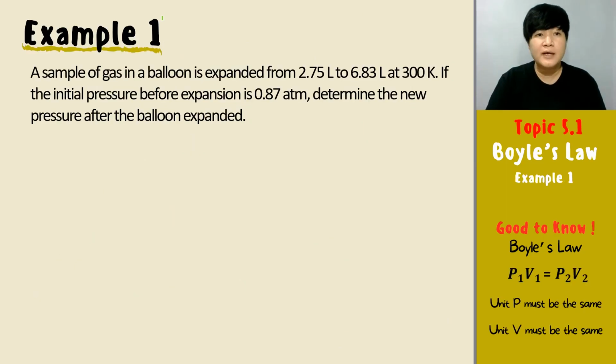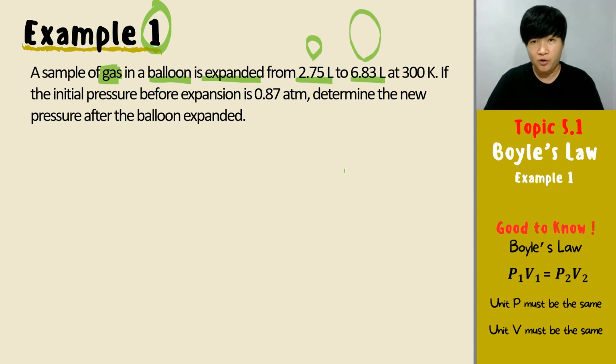Okay? So let's try the first example. A sample of a gas in a balloon is expanded from 2.75 liters to 6.83 liters, which means the volume of the balloon right now becomes bigger. Okay? At 300 Kelvin. If the initial pressure before the expansion is 0.87 atm, be careful with the unit. That means we need the new pressure after the balloon expanded.